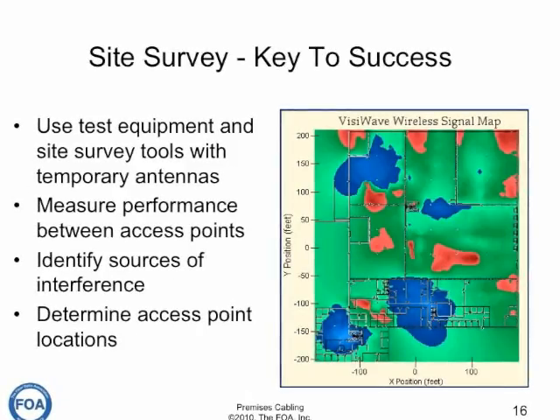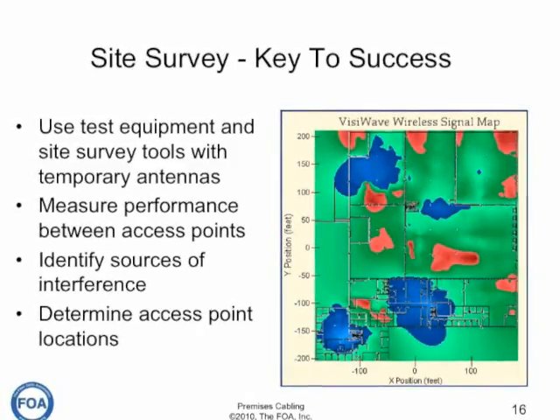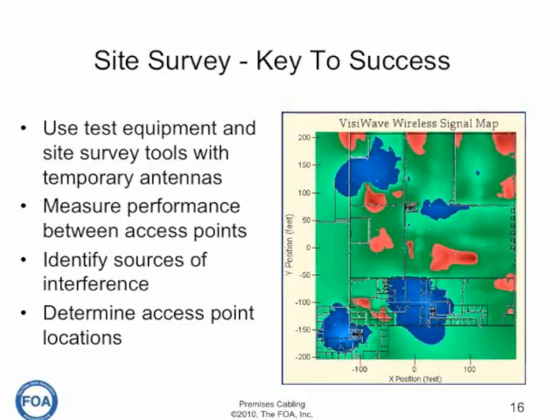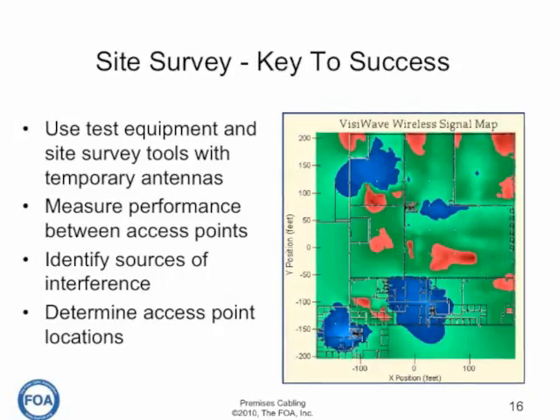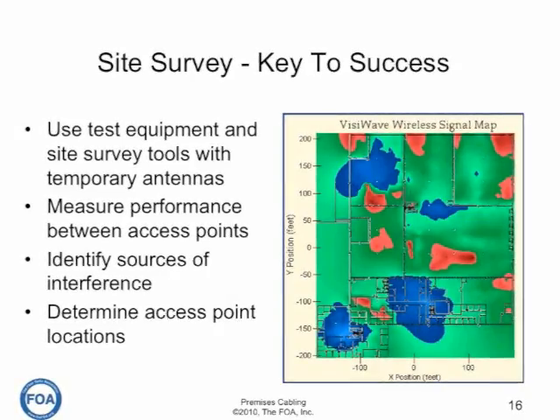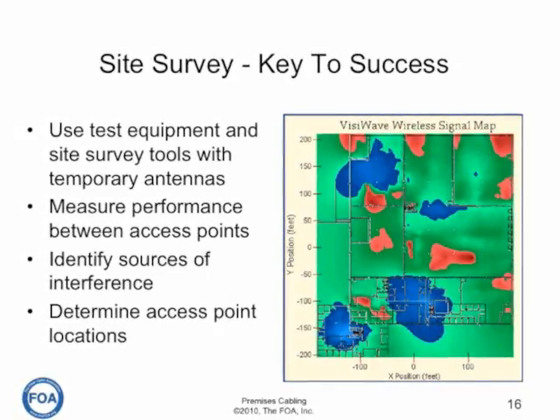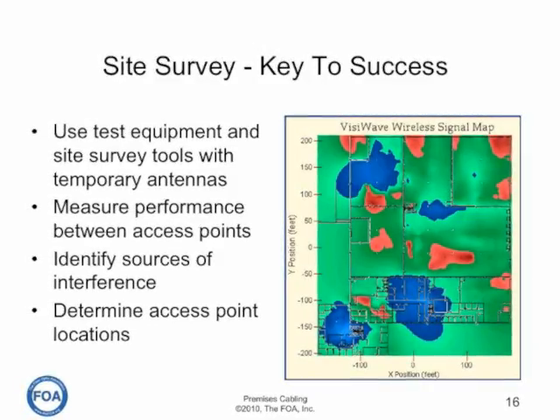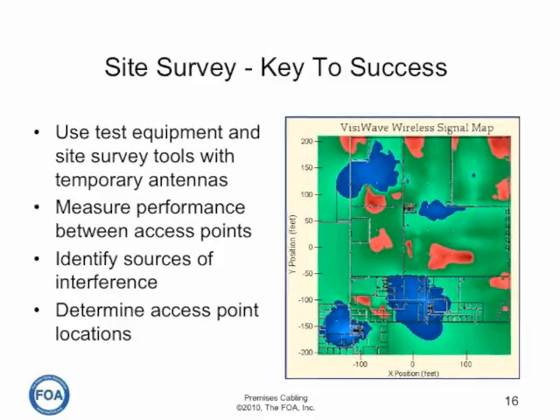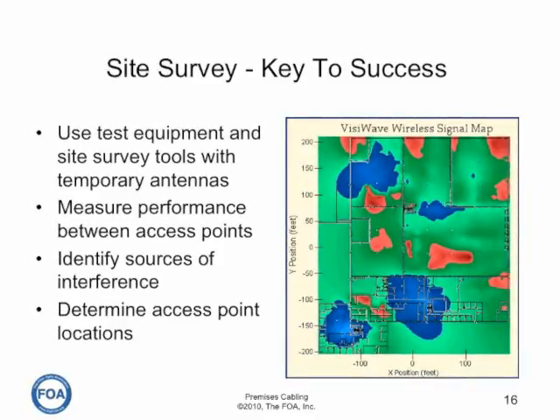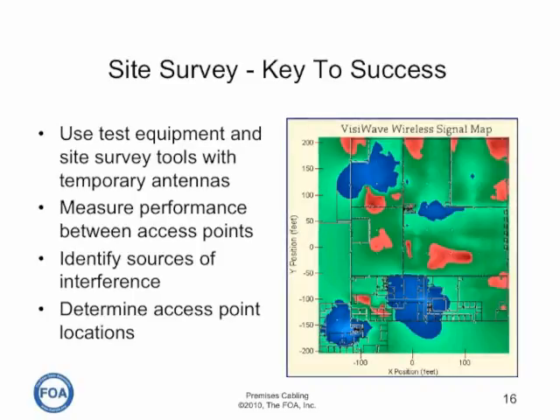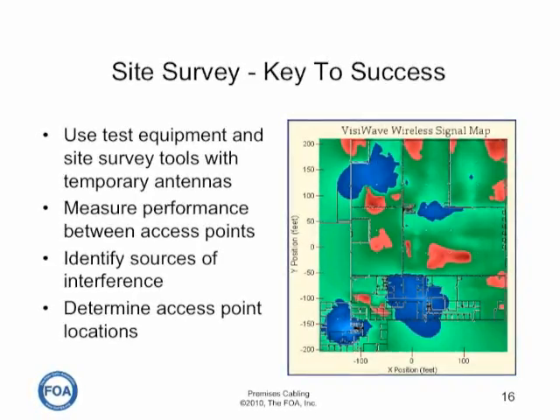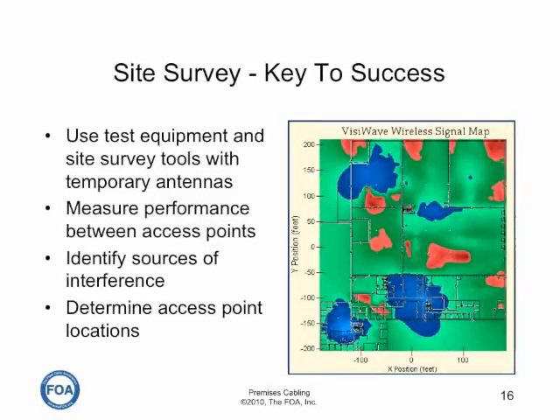The only way to properly design a wireless network is to do a site survey. You use test equipment with site survey tools and temporary antennas and access points. You measure the performance between access points. You identify sources of interference. You determine the level of coverage, and that is the only way to determine access point locations. Once you determine the access point locations, you should have an adequate wireless network.